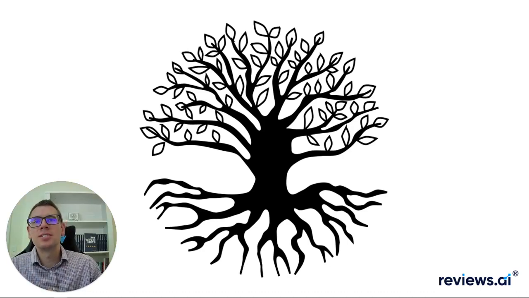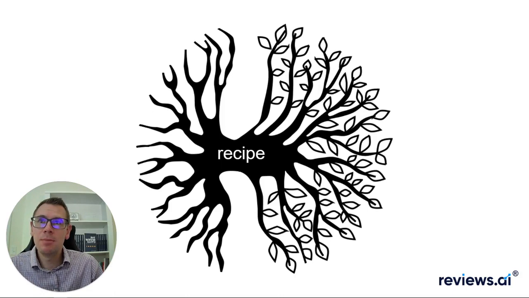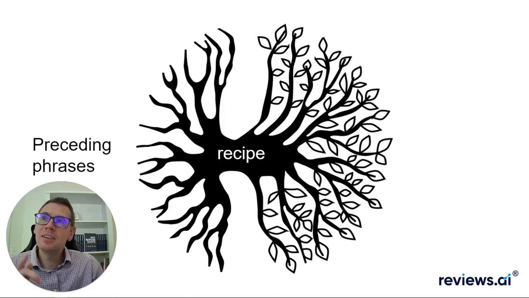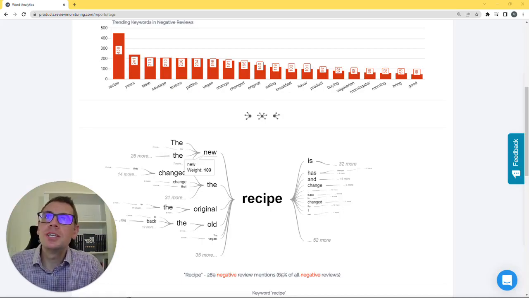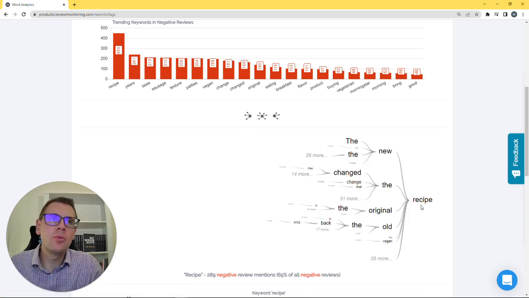We turn the tree on its side, we put the keyword recipe in the middle, and then we see preceding phrases that feed into that keyword before and phrases that follow after. Back on the word tree, we see preceding words and following words are weighted based on the frequency of appearing directly before or after the keyword recipe. Let's go ahead and click this little icon here. That's going to anchor the keyword recipe so we can explore preceding phrases.